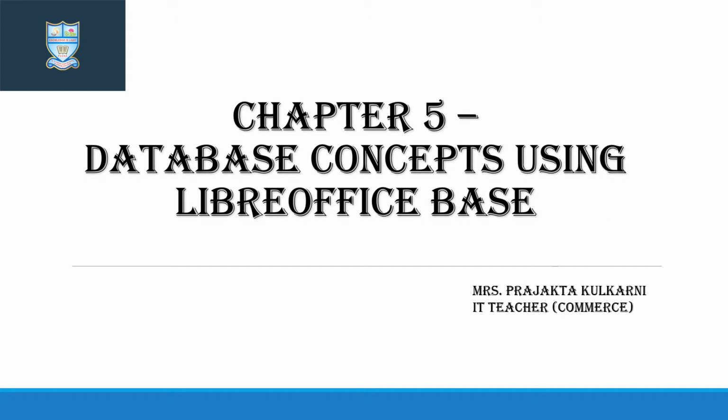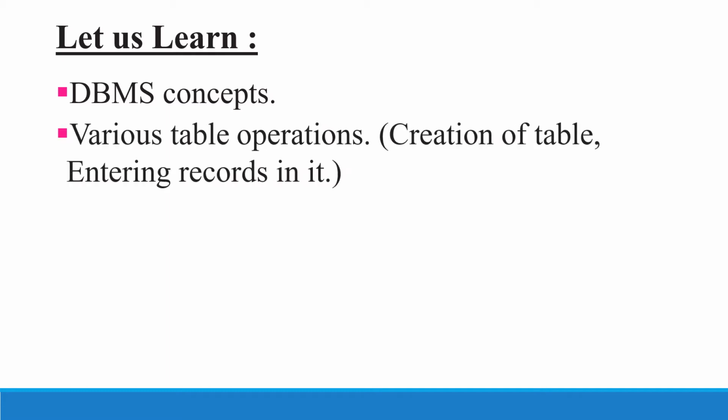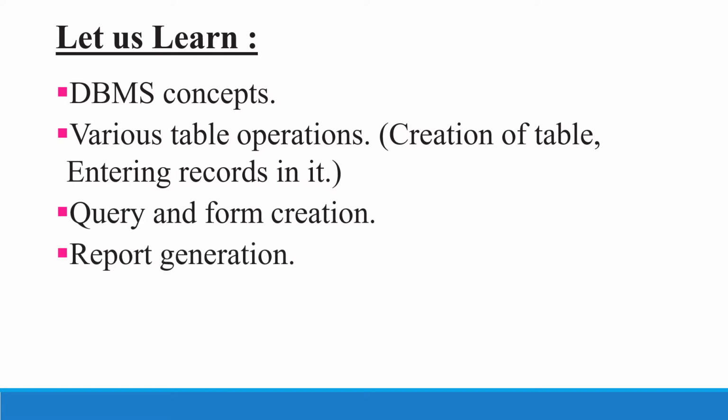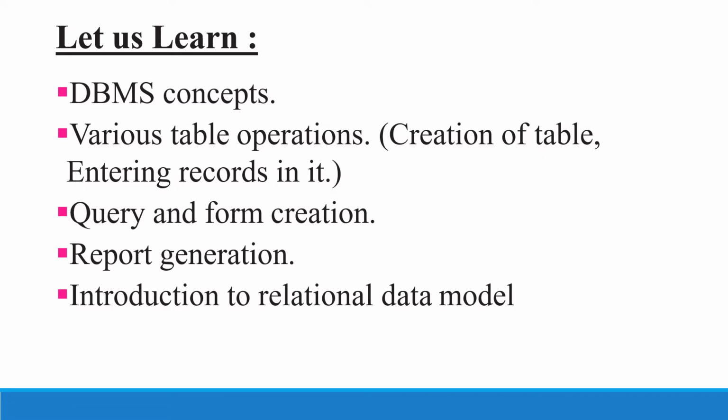Now let's see which concepts we are going to learn in this chapter. The first one is database management system concepts, known as DBMS concepts, in which we will see the definition of data, information, database and database management system. The second one is various table operations, that is creation of table and entering records in it. The third one is query and form creation, the fourth one is report generation, and the fifth one is introduction to the relational data model. In this model we will see the different types of relationships, that is one to one, one to many and many to many.